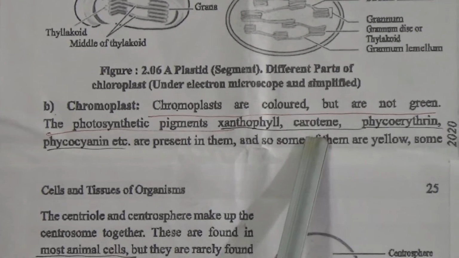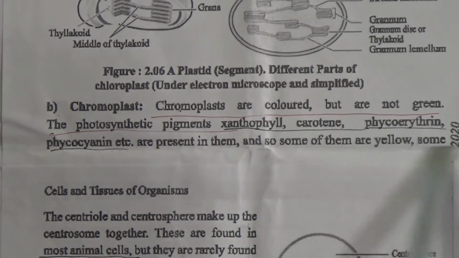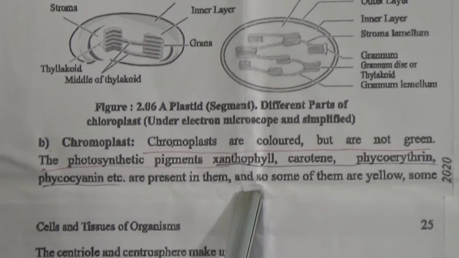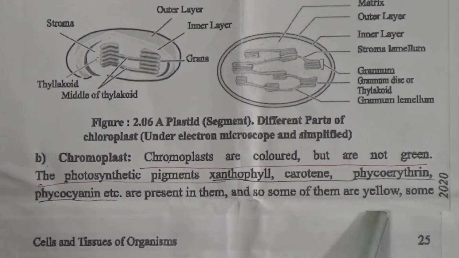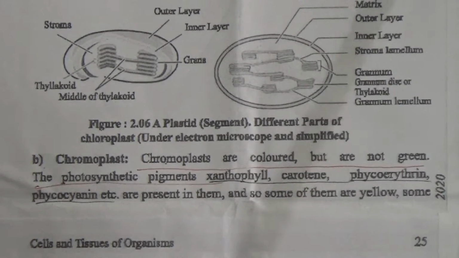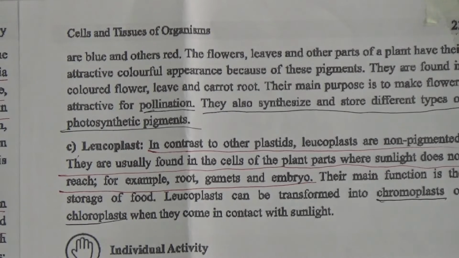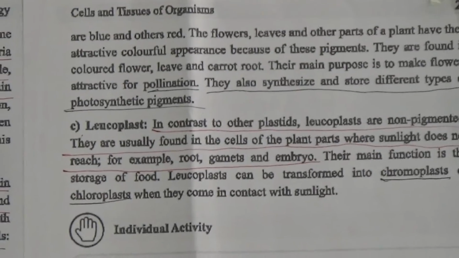Now chromoplast. The chromoplasts are colored but are not green. The pigments xanthophyll, carotenoid and phycoerythrin, phycocyanin etc. are present in them, and so some of them are yellow, some are blue and some are red. So chromoplast has other pigments, but it is not green. It has colorful xanthophyll, carotene, phycoerythrin and phycocyanin.